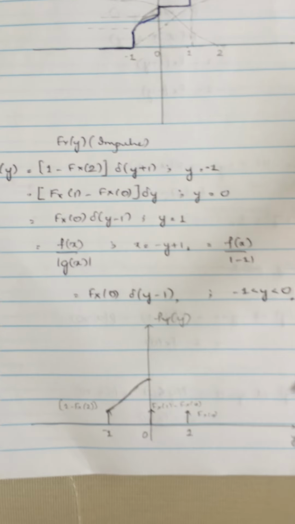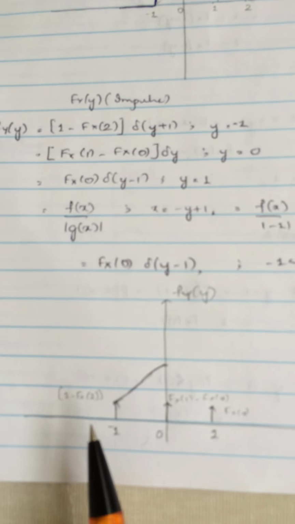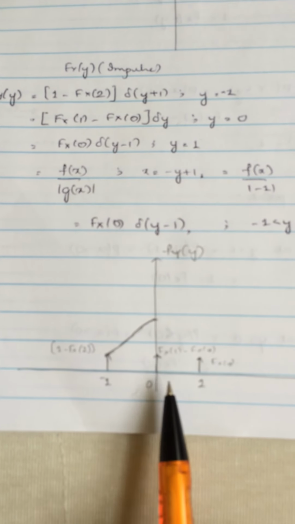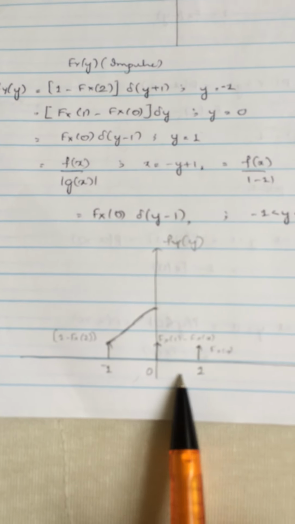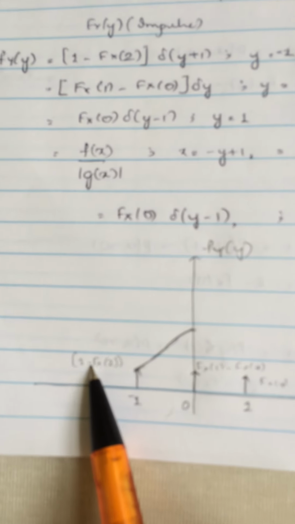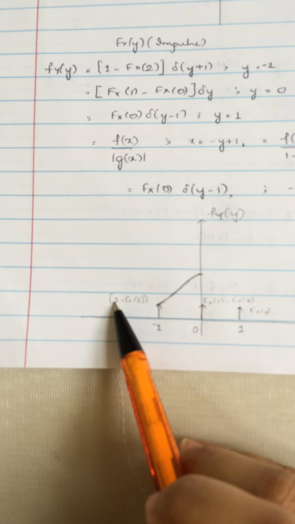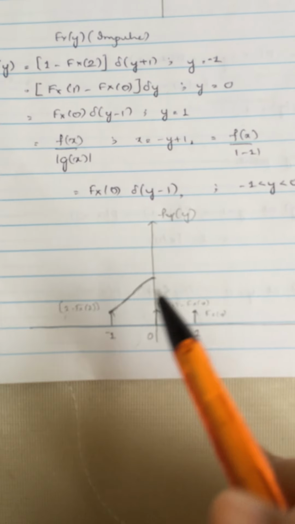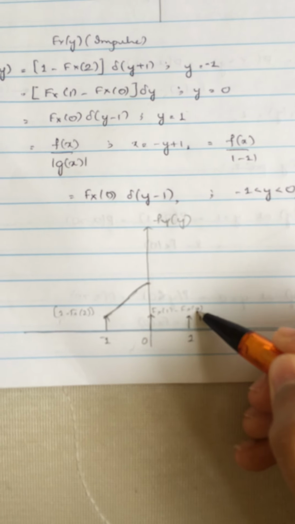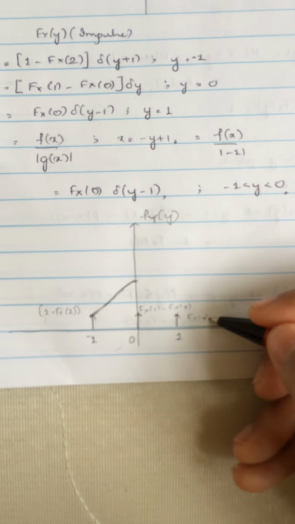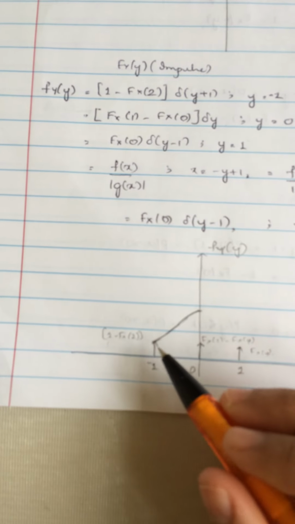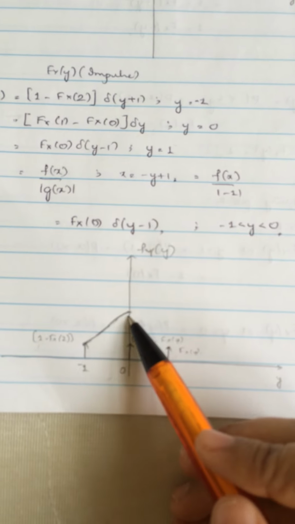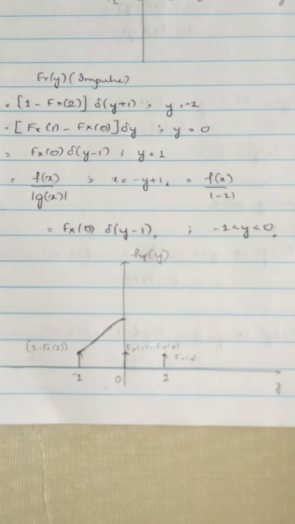If you plot that, we can see that f_Y of y at minus 1 is an impulse function. At 0 also it is an impulse function. At 1 also it is an impulse function. But at minus 1, it is multiplied by 1 minus F_X of 2. At 0, it is multiplied by F_X of 1 minus F_X of 0. At 1, it is multiplied by F_X of 0. And the interval between minus 1 and 0 can be represented with this increasing function.